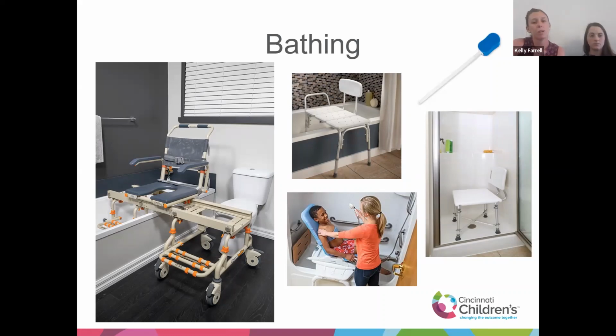So at the top right, one of the more simple pieces of equipment is a long-handled sponge. And this can help kids increase independence by reaching different parts of their body and washing if they have limited range of motion. Right here in the middle is called a tub bench. So if we need to transfer into the tub, we'll bring the wheelchair in angled and either use a transfer piece of equipment or lift and put them onto the bench.